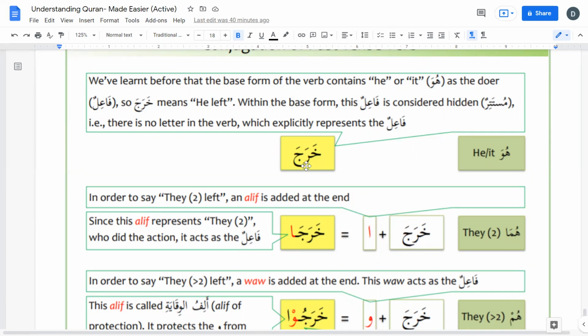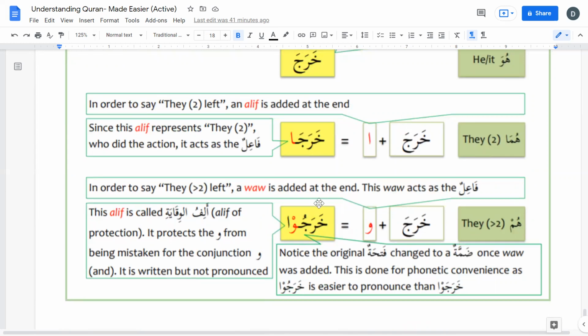So kharaja has huwa built in, and when alif comes at the end, this alif tells us that the doers are two males. Kharaja. We stretch the ja sound, because there's an alif. So kharaja means they left. Two men, two males, right?